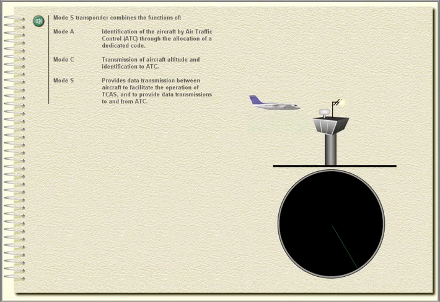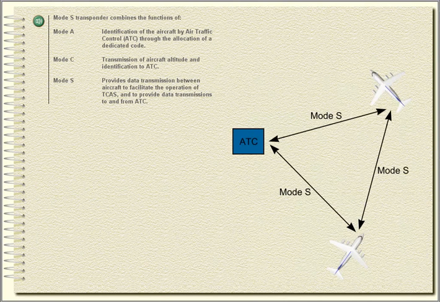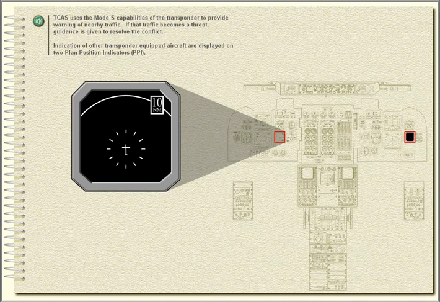The Mode S transponder combines the functions of Mode A, identification of the aircraft by air traffic control, ATC, through the allocation of a dedicated code. Mode C, transmission of aircraft altitude and identification to ATC. Mode S provides data transmission between aircraft to facilitate the operation of TCAS and to provide data transmissions to and from ATC.